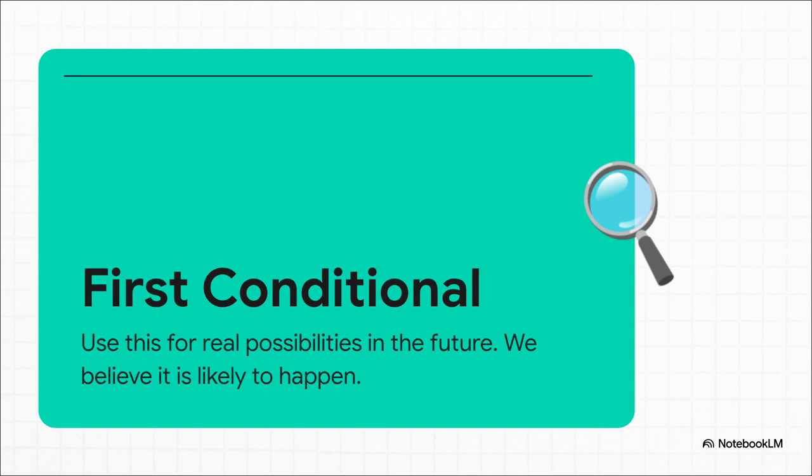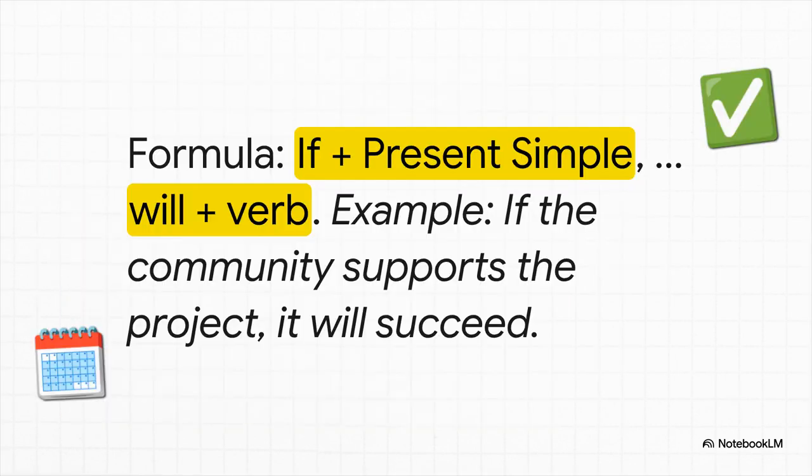It's not a 100% guarantee like a fact, but it's very possible. So what's the secret here? Well, the if part still uses the present simple, but the result part adds the magic future word will. For example, if I have time, I will call you. That little word will is your signal that we're talking about a real future possibility.